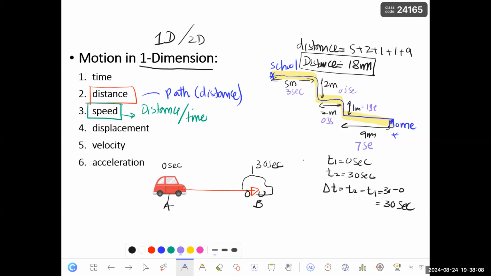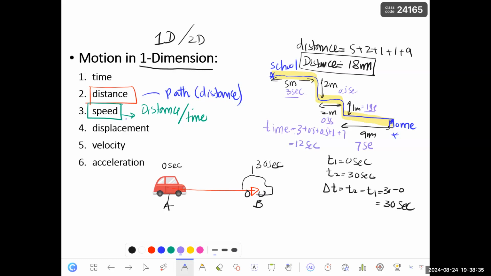So how much total time did it take you to get to the destination? So time from school to home is equal to 3 seconds plus 0.5 plus 0.5 plus 1 right here, and plus 7. So 3.5 is 4, 5, and then 7 is 12 seconds.